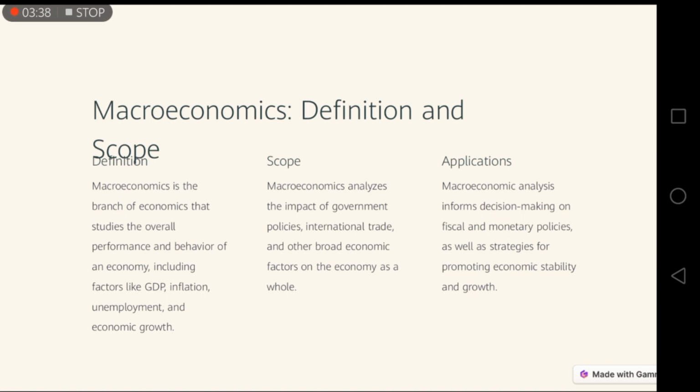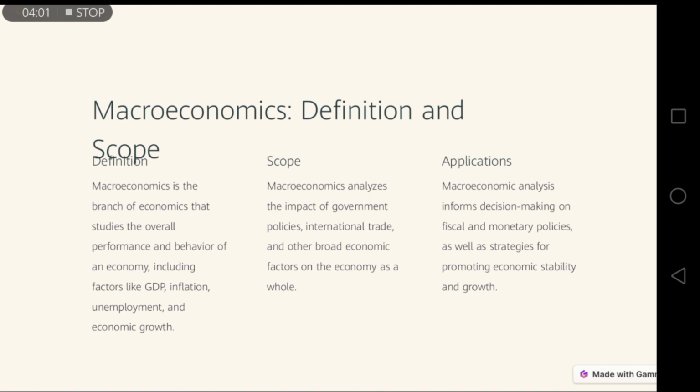The scope: macroeconomic analysis examines the impact of government policies, international trade, and other broad economic factors on the economy as a whole. So it examines the impact of large sectors, not the individual sector, not firms or businesses, but large sectors such as government, international trade, and other broad economic factors.